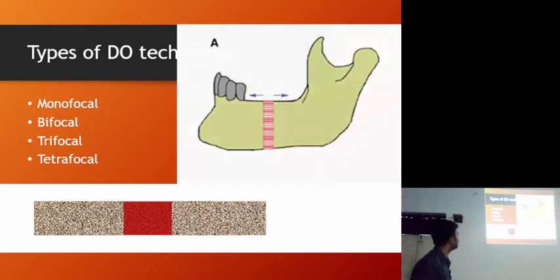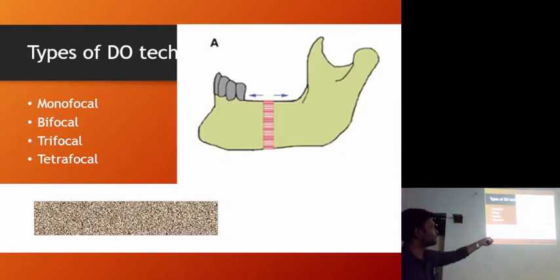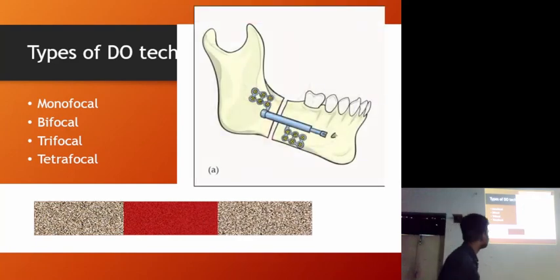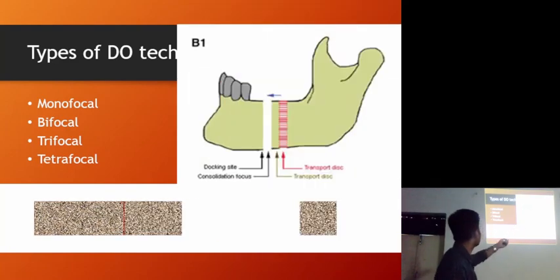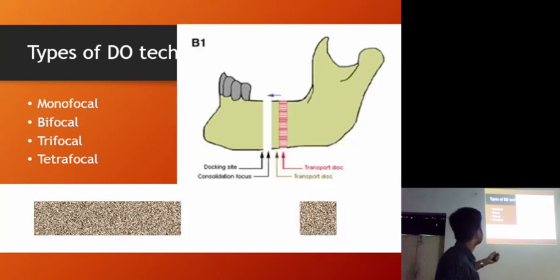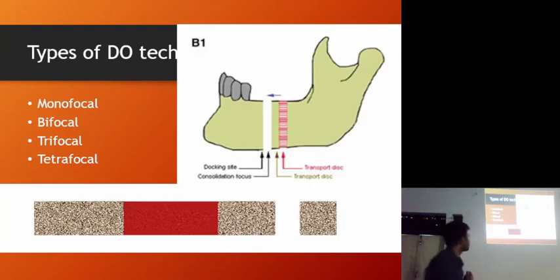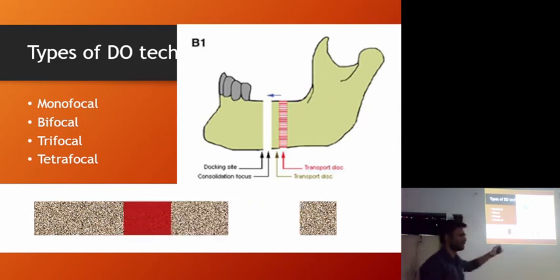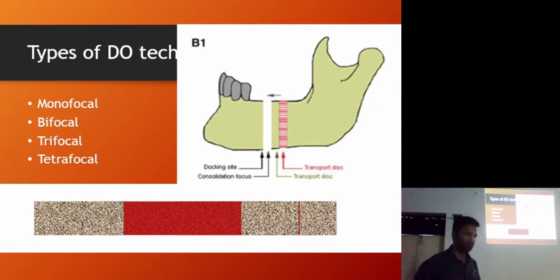Okay, then we have bifocal. This is an example of monofocal. We just pull the segments apart. This is another example of monofocal. Now we have something called bifocal. Suppose the gap is a little more. There was a resection of the body of the mandible, for example.